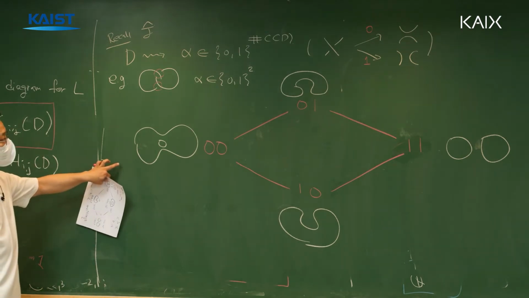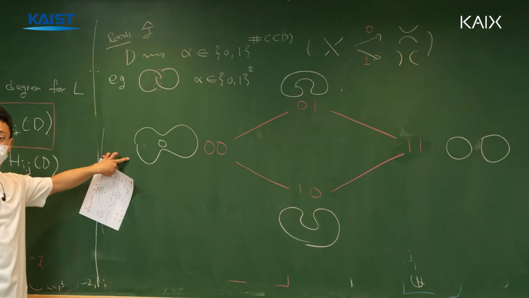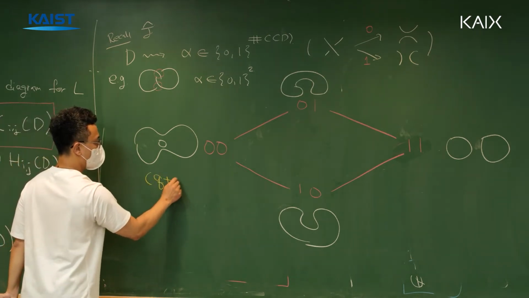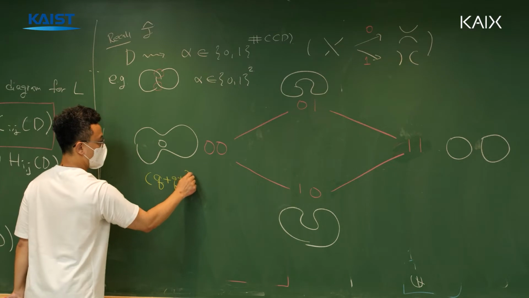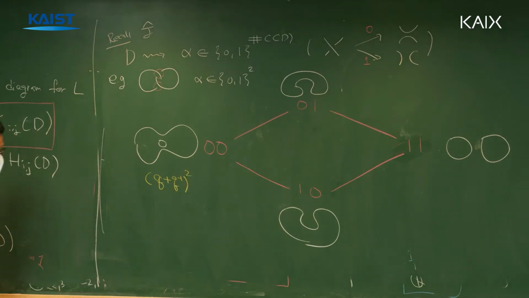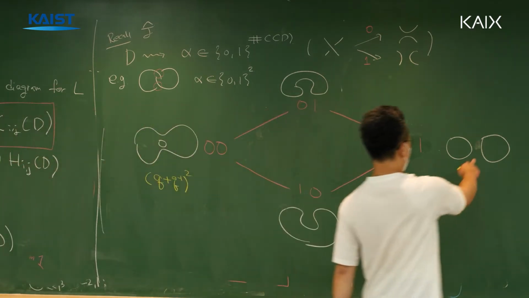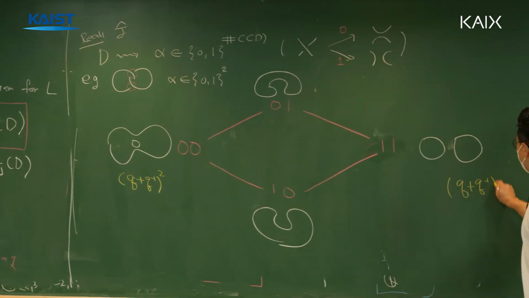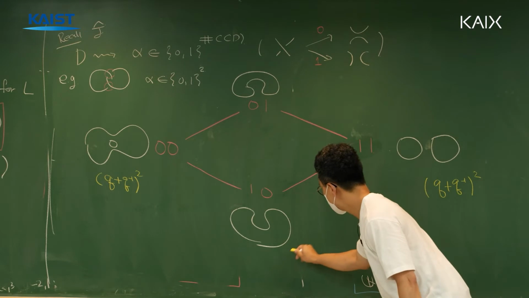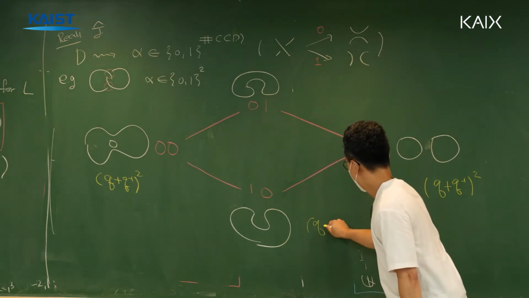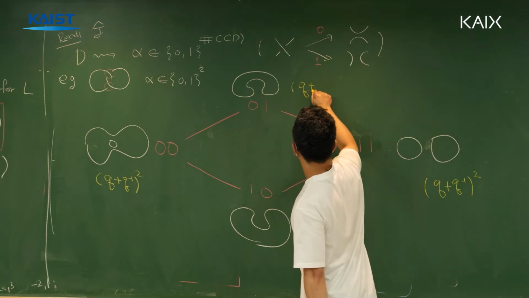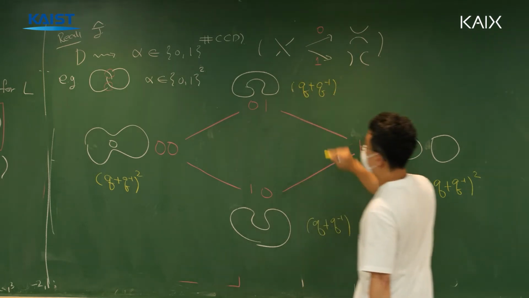The first thing that we did was we counted how many circles we had. So we had 2 circles here. So for this, we had (q plus q inverse) squared. And also for these, there are 2 circles, so we have (q plus q inverse) squared. There's only 1 here, so we have q plus q inverse. For this, we have q plus q inverse. Okay.